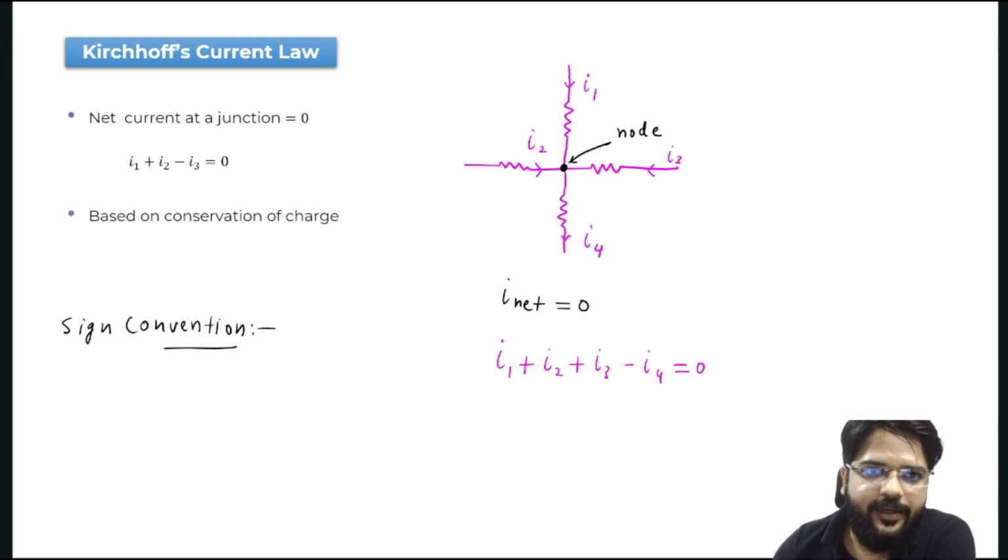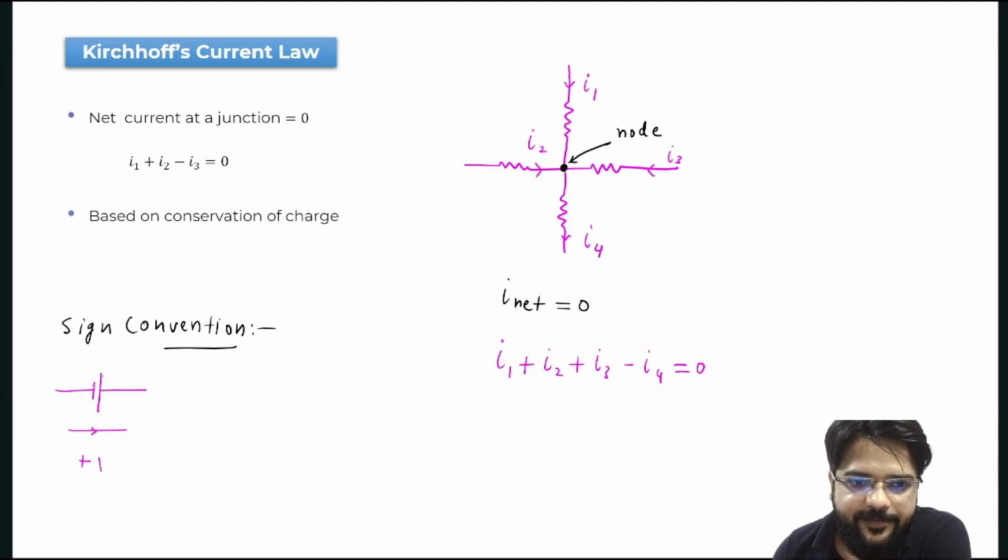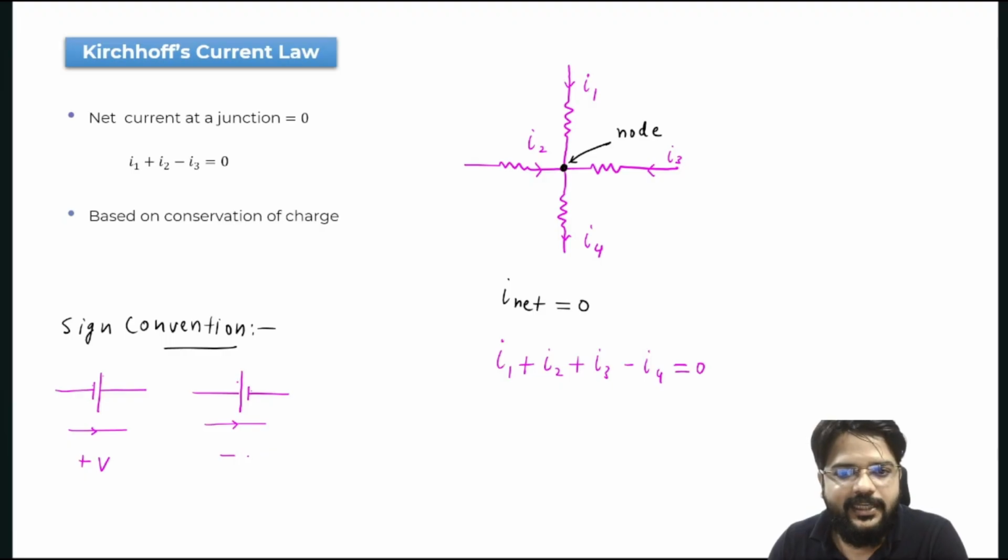Let's suppose we have one battery and we are applying KVL from left to right. We are going from lower to higher, then we will write plus V. Now again we have a battery. Again we are applying KVL left to right, but now we are going higher to lower, then we will write minus V. Alright, so this sign convention we will use for the battery.